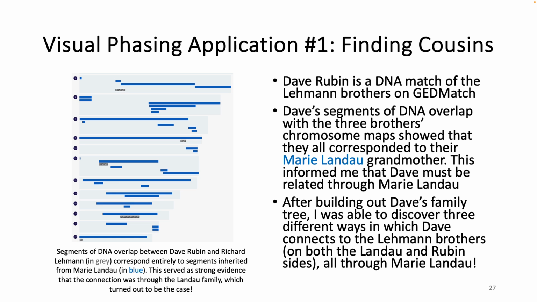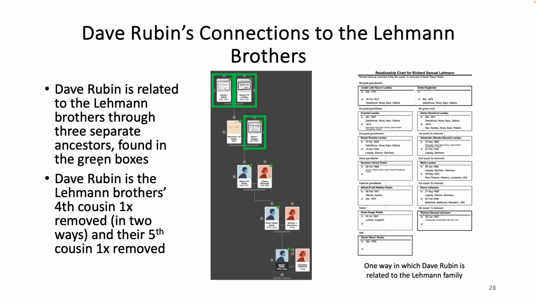In fact, he is connected in three different ways, all through the Landau ancestor, but on both Marie Landau's father, the Landau side, and Marie Landau's mother, the Rubin side. There are three different connections. So this is a visualization of Dave Rubin building out his tree. And up here along his paternal Rubin line, we have three different ancestors, Asher Rubin, Razel Landau, and Maria Sadger. All three of these individuals are cousins from the Marie Landau.